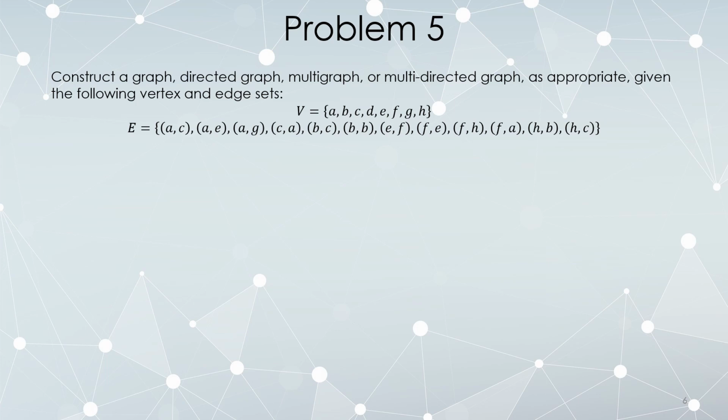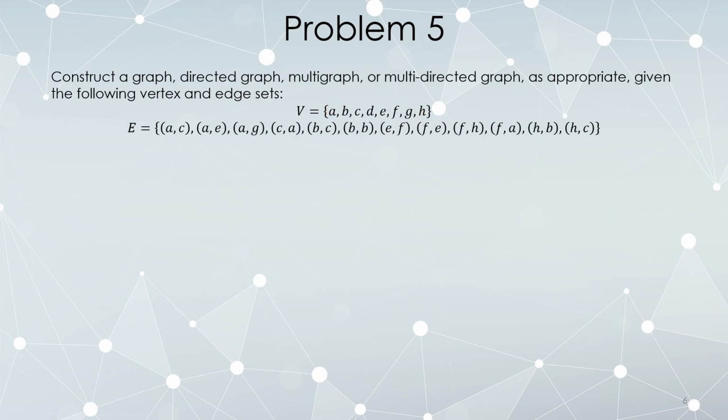So construct a graph, directed graph, multigraph, or multi-directed graph, whatever is appropriate, given a vertex and edge set. So let's look at the edge set. These are ordered pairs. They are not just sets. Ordered pairs implies there's an order to them, so this is a directed graph. So this ordered pair says I'm going to draw an edge starting at A and ending at C.